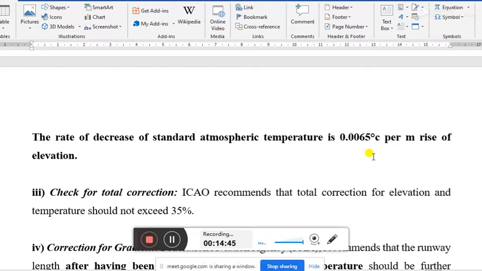The standard value we have studied in physics is a 0.0065 degree Celsius decrement of temperature for each 1 meter rise of elevation, which is the same as about 6.5 degrees Celsius for 1 kilometer height from the earth surface.